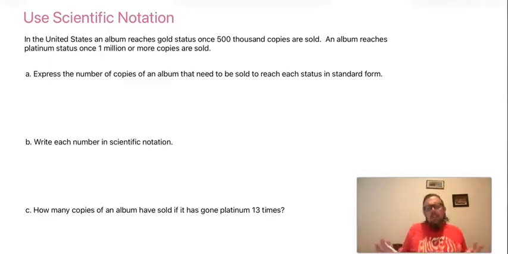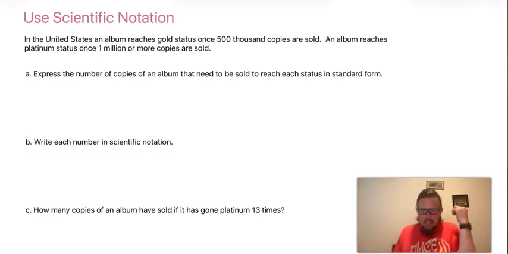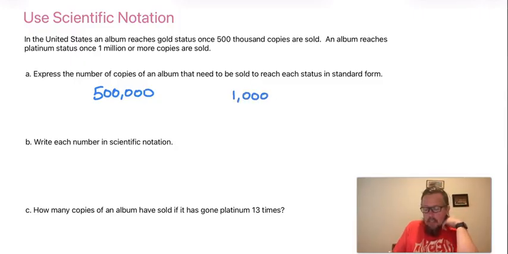We're going to express the number of copies an album needs to sell for each status in standard form, and then we're going to do it in scientific notation. So standard form is pretty easy because the problem just tells us 500,000 and 1 million. So as long as we know how many zeros each one of those numbers have, it's okay. 500,000 looks like that, and 1 million looks like that.